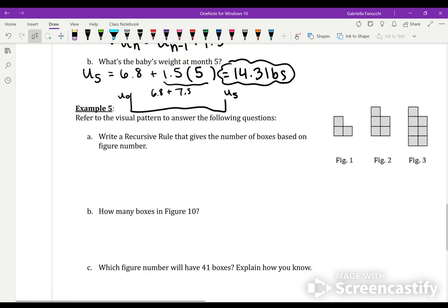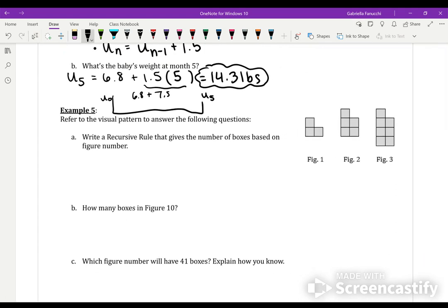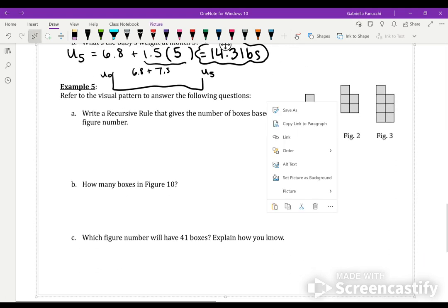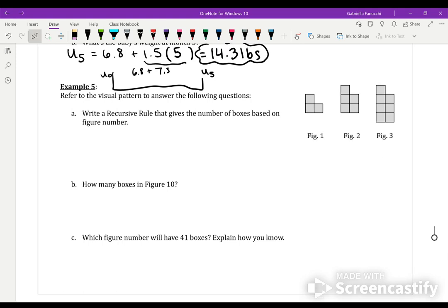Referring to the pattern, we're going to write a recursive rule. We want to know how many boxes are in figure 10, and which figure number will have 41 boxes. Figure 1 has 3, figure 2 has 5, figure 3 has 7. So U sub 1, because I'm starting with figure 1, is equal to 3. U sub n is equal to U sub n minus 1. How is this changing? What is the pattern here? It's adding 2. So plus 2.